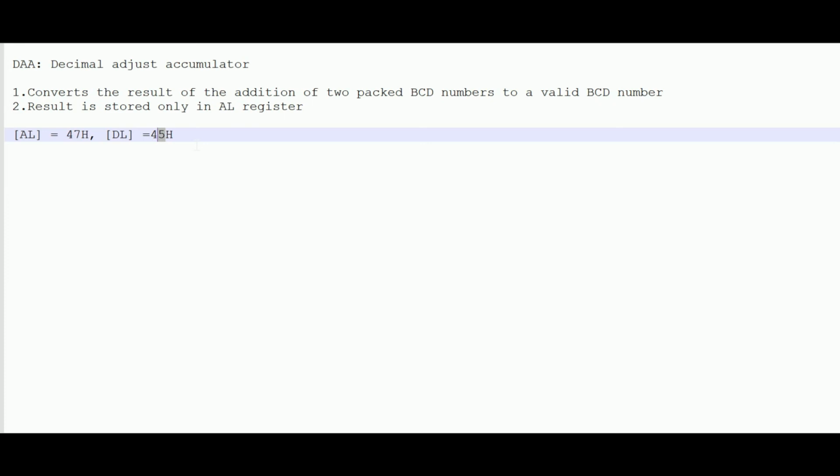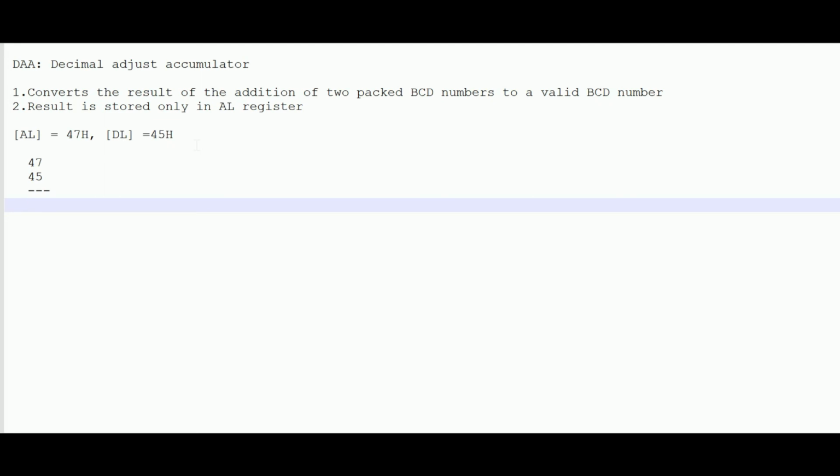So even though the calculations are happening in hexadecimal values, the output should be displayed in BCD or decimal values. So how is that going to happen? That we'll try to understand using the DAA instruction. If we take 47 and 45 and add them, 7 plus 5 is 12, which in hexadecimal is C, and 4 plus 4 is 8. So 8CH is your final answer, which is getting stored into your AL register.